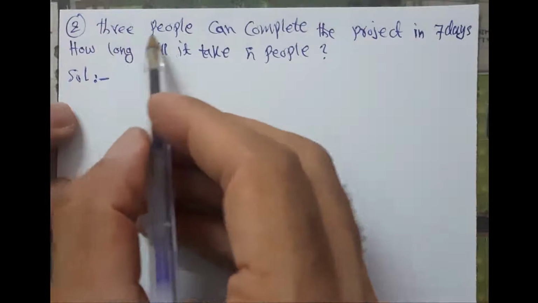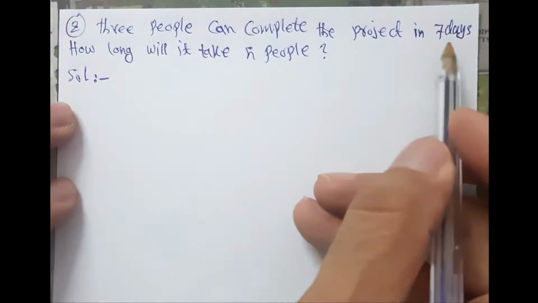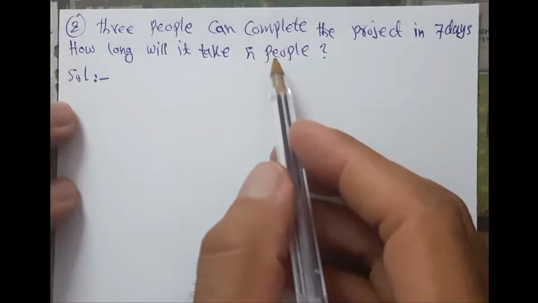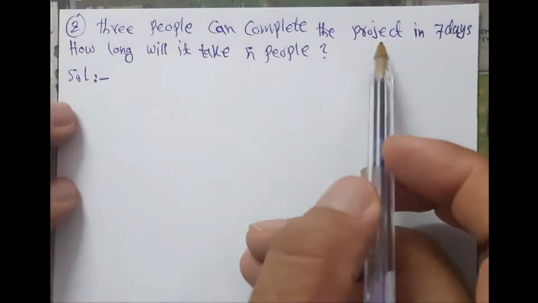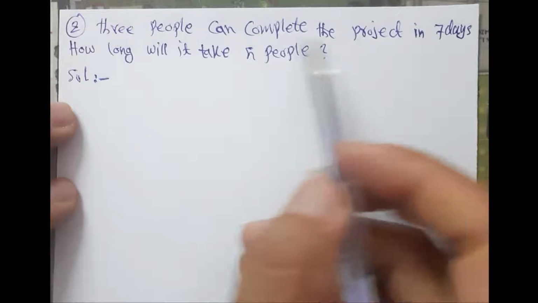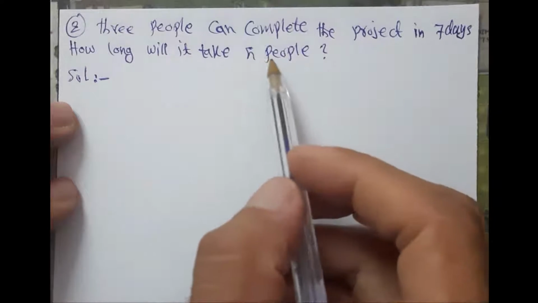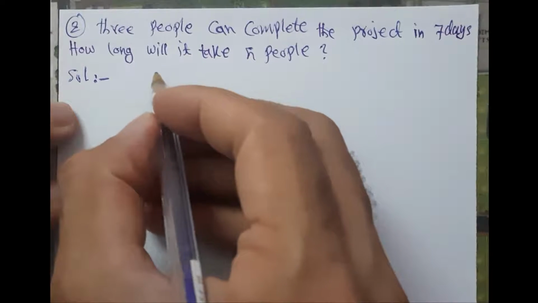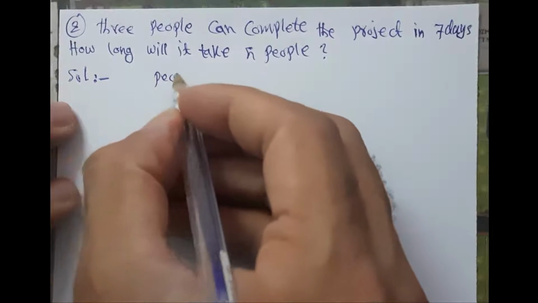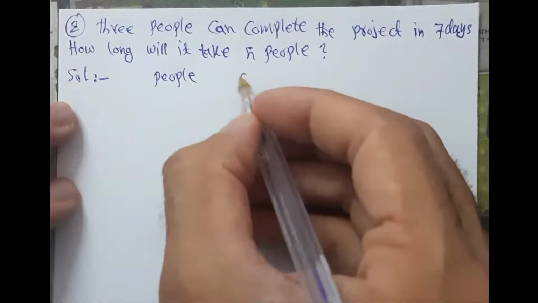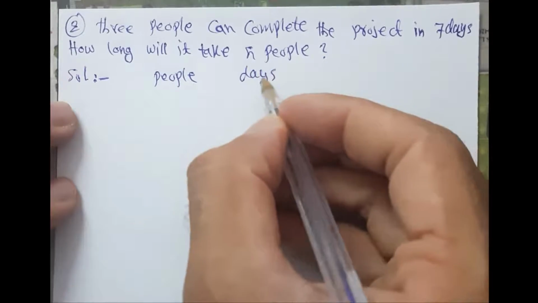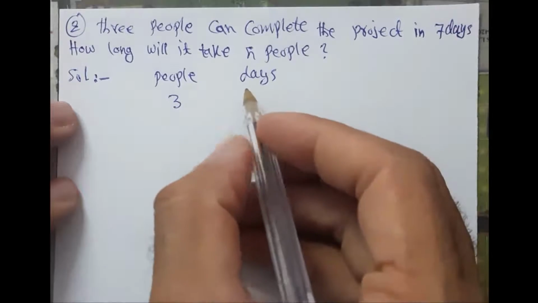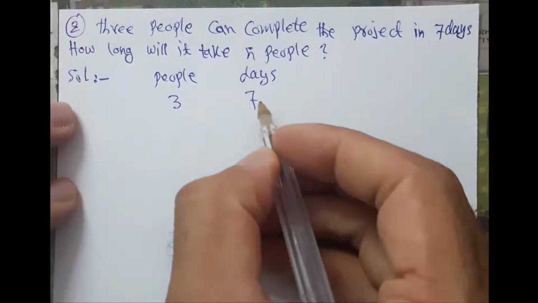Second example: 3 pupils can complete a project in 7 days. How long will it take 5 pupils? If 3 pupils complete the project in 7 days, in how many days will 5 pupils complete that project? We have pupils and days. 3 pupils take 7 days.